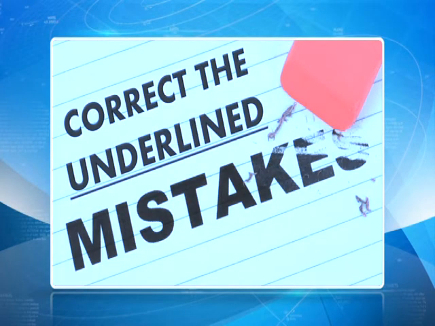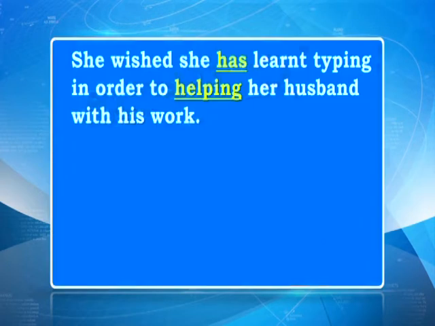The second type of exercise in grammar is to correct the underlined mistakes. And the first sentence reads, she wished she has learned typing in order to helping her husband with his work. Notice that here I have a sentence in which someone is expressing regret. And to express regret in the past, he used the word wished. So with wished, to express regret in the past, we use the past perfect. And the past perfect starts with the helping verb had followed by the past participle.